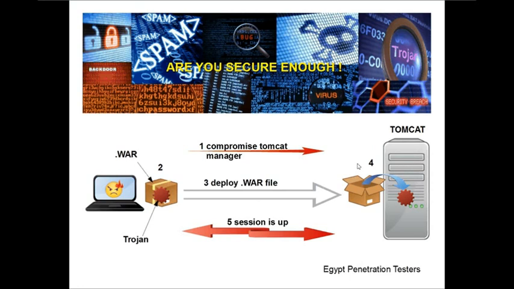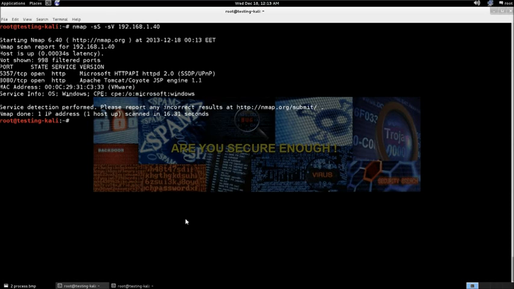So now let's start our penetration test against the Tomcat server. We will start by scanning the server using nmap to detect on which port the service is running. Here it is. Apache Tomcat is running on port 8080. Then we will use MSF console to brute force the Tomcat server and guess the manager username and password, or the manager account.